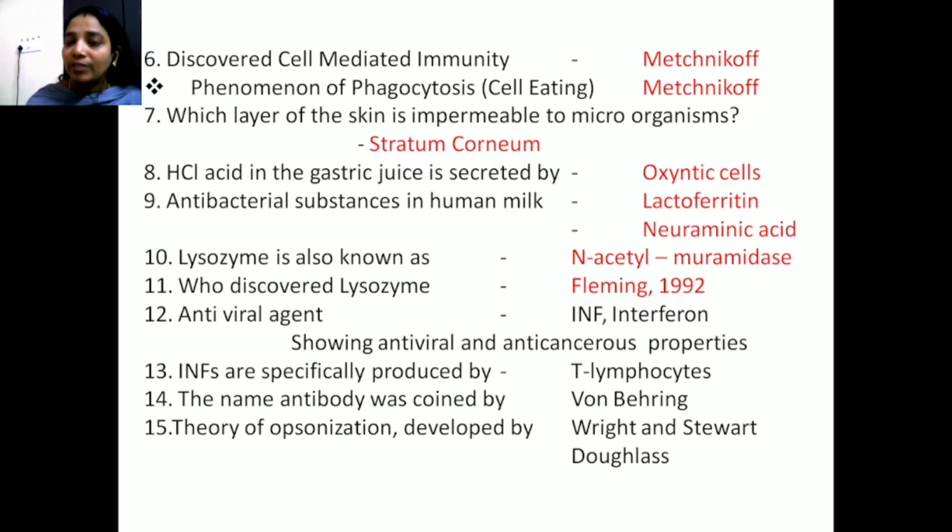There are two types of lymphocytes, B lymphocytes and T lymphocytes. B lymphocytes mediate antibody-mediated immunity. T lymphocytes offer cell-mediated immunity. Then, the name antibody was coined by Warren. Don't forget, the name antibody was coined by Warren. Then the theory of opsonization was developed by Wright and Stewart Douglas.